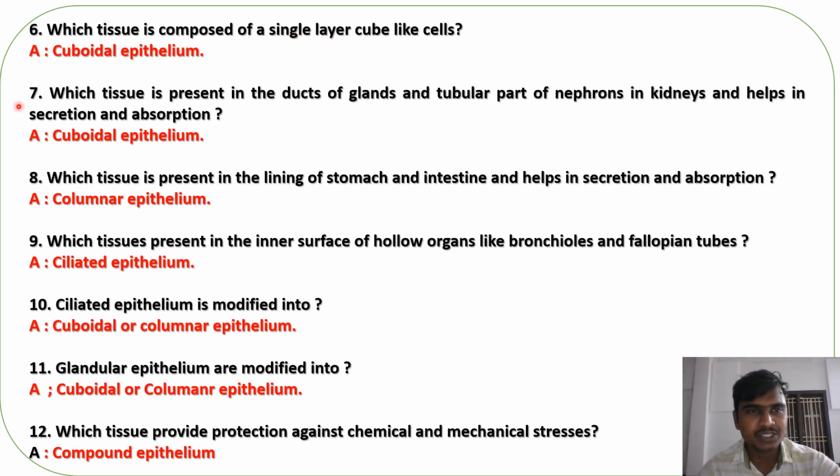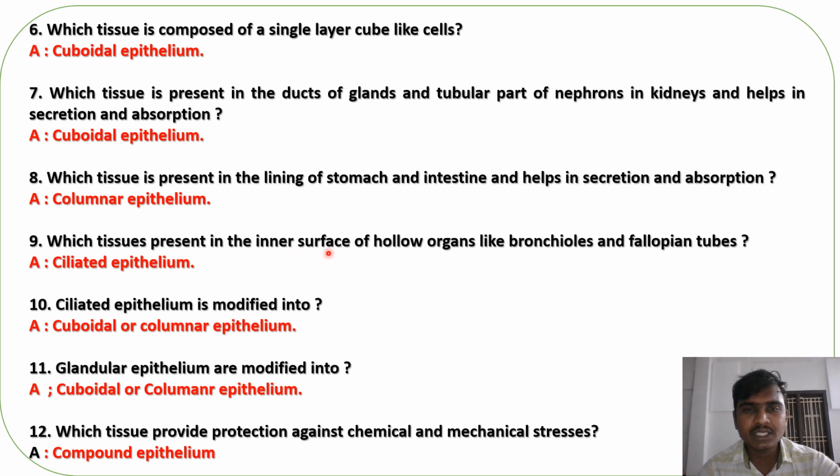Seventh question. Which tissue is present in the ducts of glands and the tubular part of nephrons in kidneys and helps in secretion and absorption? The answer is cuboidal epithelium. Glands and also nephrons in the kidney. Which tissue is present in the lining of the stomach and intestine? Columnar epithelium.